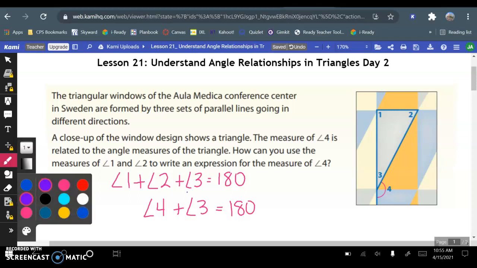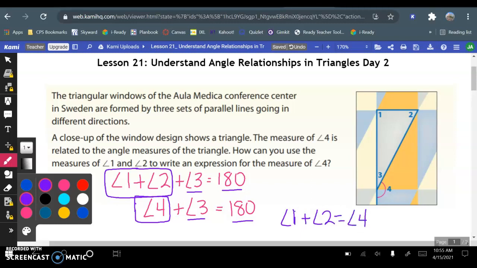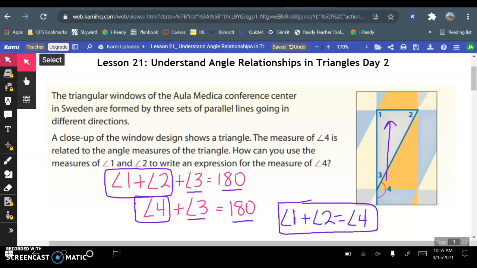So now notice angle 3 and 180 are the same. Angles 1 and 2 and 4 would be the same, in order to add to angle 3 to get 180. Angle 1 plus angle 2 would give me angle 4. So that is the relationship between those two angles. So angle 4 is over here. The opposite two angles of that triangle would equal that outside angle.